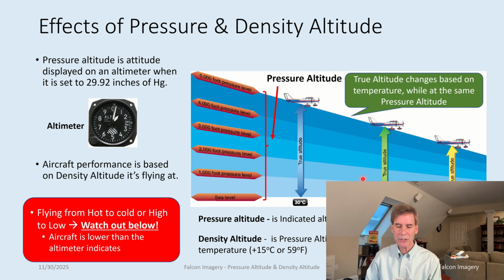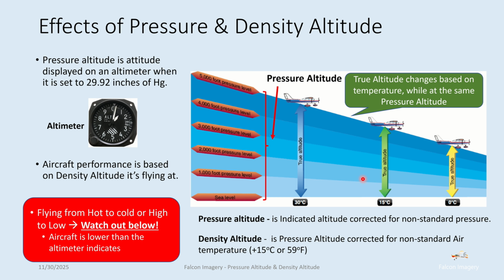There's a saying in the aviation world: when you're flying from hot to cold or high to low, watch out below. As you can see here, your altimeter will continue to show that particular altitude with 29.92 inches set as you go through colder and colder air masses, but your true altitude above the Earth is getting lower and lower. That's why we want to watch out below, whether it be the temperature going down or we're going from a high pressure to a low pressure.